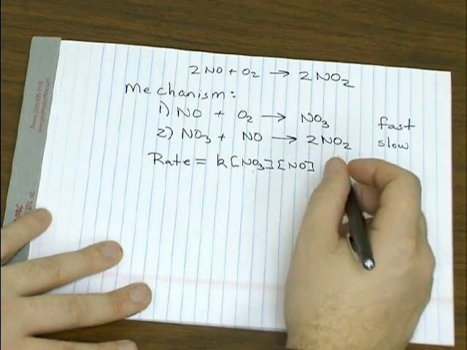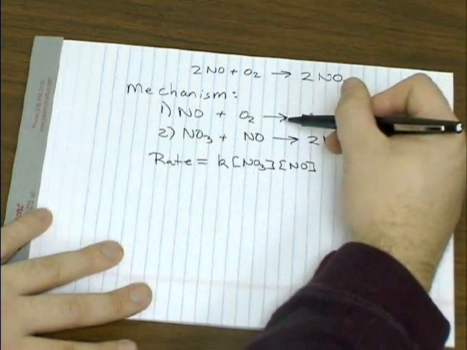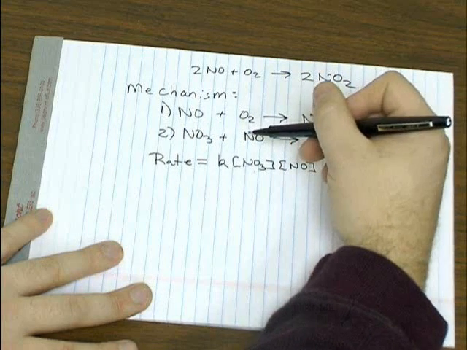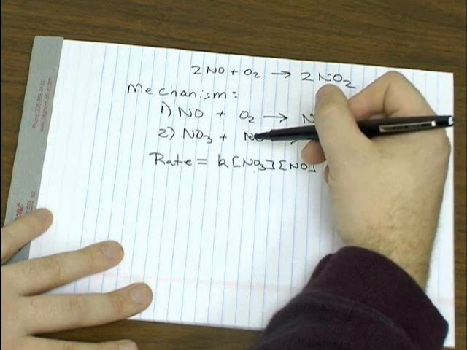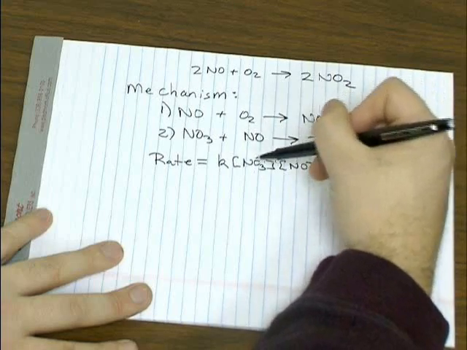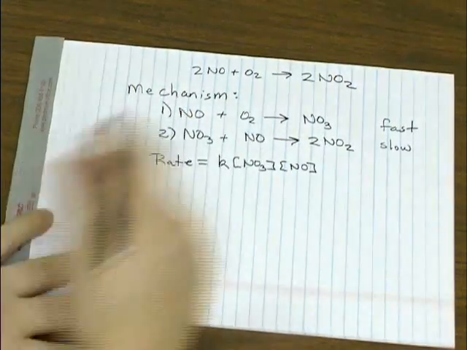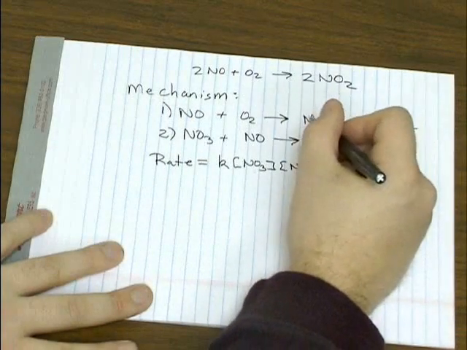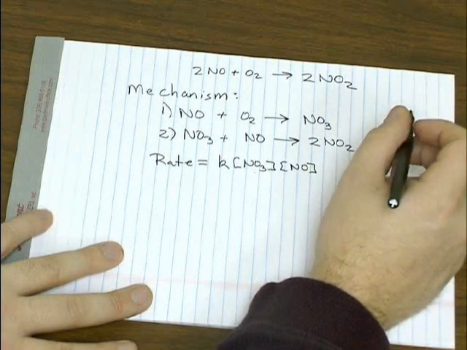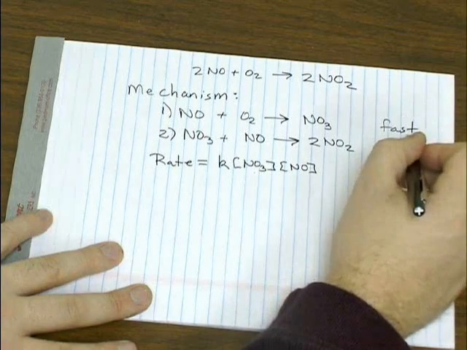So if we want to really find out the rate law for this mechanism, we need to find a way to get rid of the intermediate in this equation. And to do that, we go back to the first step, which again is the faster of the two.